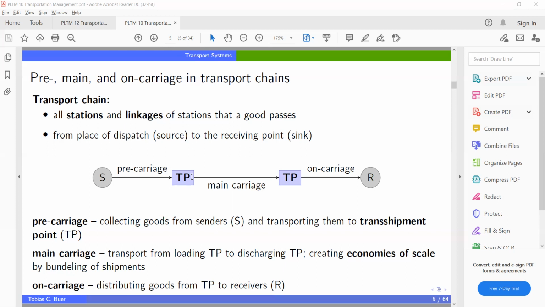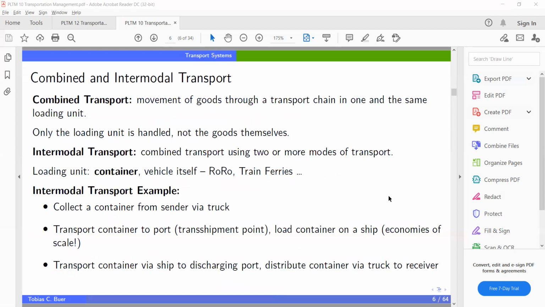And our ship sometimes later arrives, for example, in Sohar. And in the port of Sohar, we again have a transshipment operation where we load the goods from the ship onto another truck, and we continue with our on-carriage and bring the goods to the receiver. So, this is a very general concept for many transport chains, and you need to be familiar with this concept. Then we have some more terminology: combined transport, intermodal transport, etc.